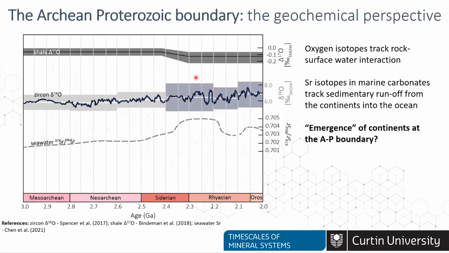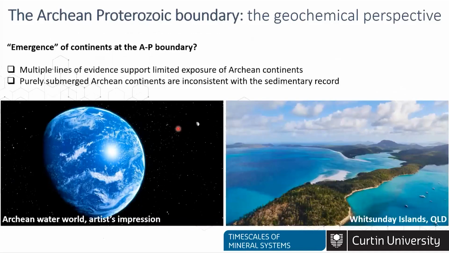So we're now able to constrain this increase in seawater strontium ratio, seawater 87/86 strontium ratio to be precise, a lot better. And it occurred at some point between 2.5 and 2.35 GA. And this is commonly interpreted to reflect an increase in sedimentary runoff from the continents into the ocean. So the continents emerge at 2.5, 2.4 GA. As always, this would likely be an oversimplification.